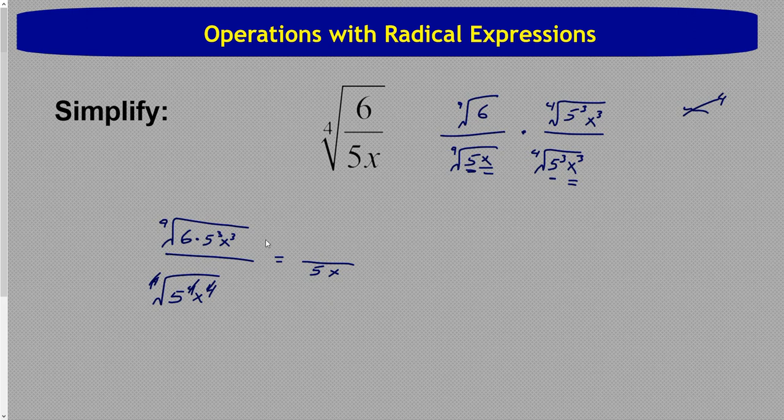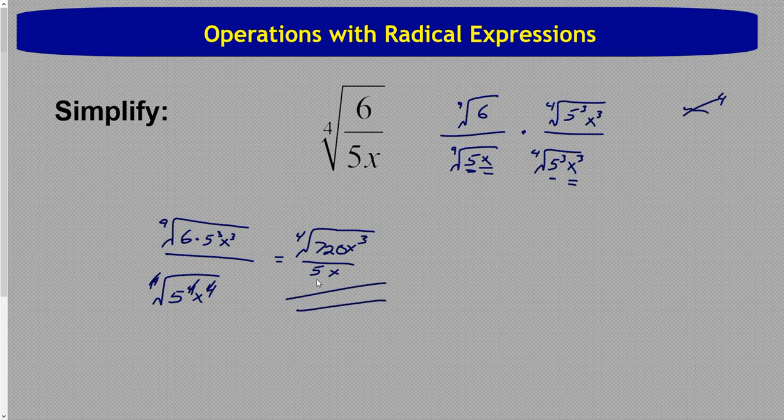The top is a little bit messier. It's the 4th root. 5 to the 3rd is 125, 5 times 5 times 5. And if you multiply 125 by 6, we get 720 x cubed. You would want to check to see if 720 is a perfect 4th. It is not. I'm just going to leave it like that.